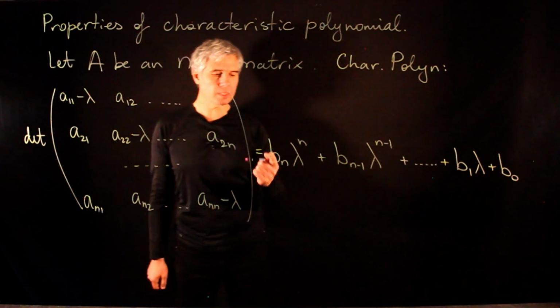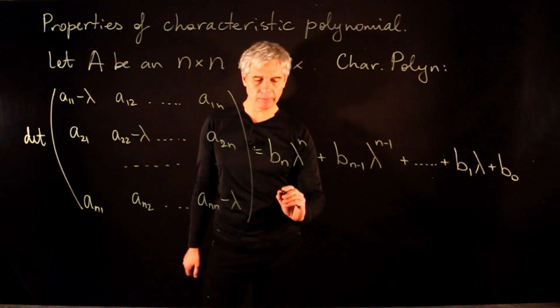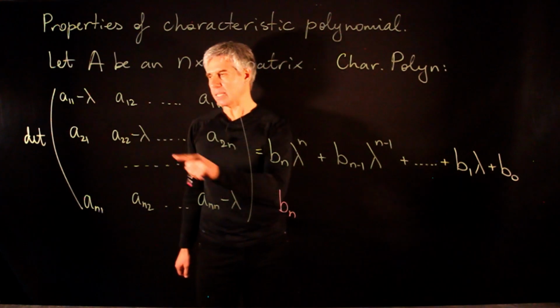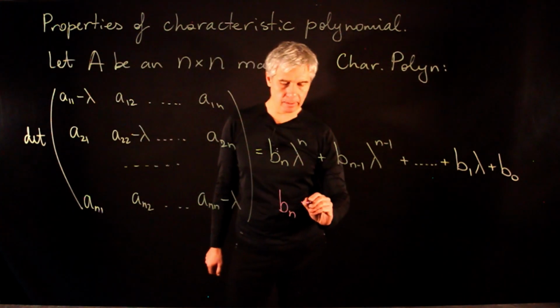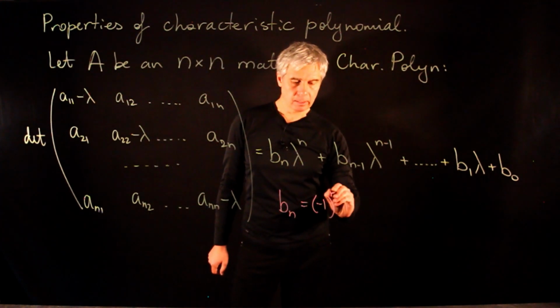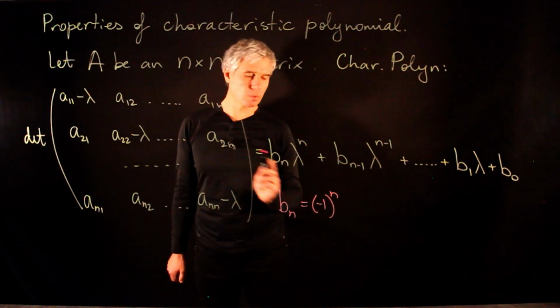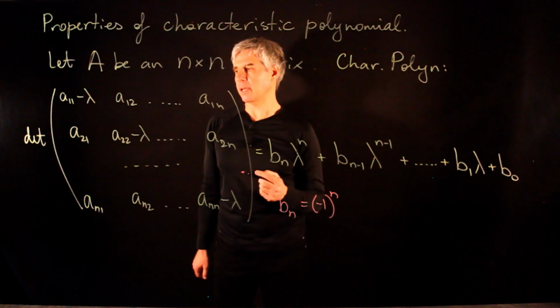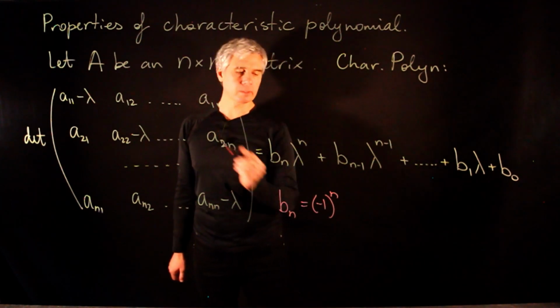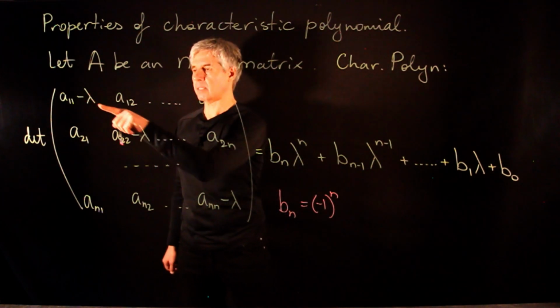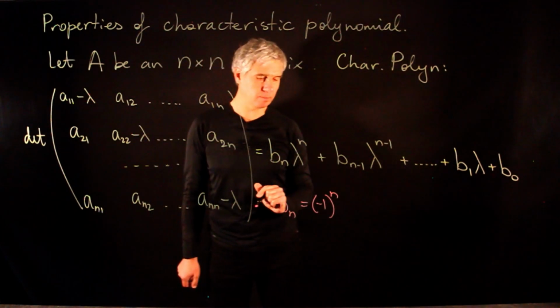Well, first of all, we can easily determine the leading coefficient. The leading coefficient will be minus 1 to the power n. This means that when n is even, this coefficient will be plus 1, and when n is odd, the coefficient will be minus 1. This is because we have n negative signs in front of lambda on the diagonal.